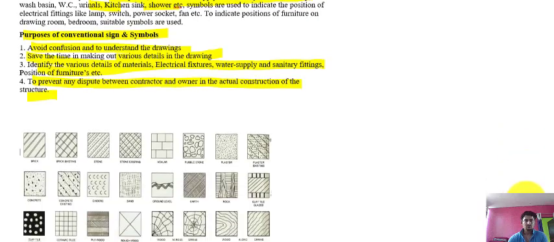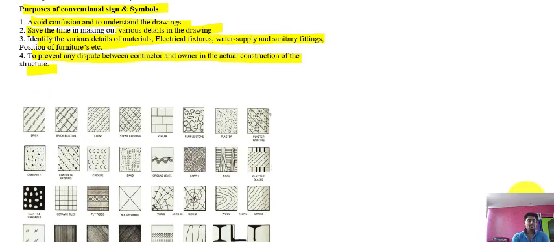So this is how you will represent a brick. Suppose you need to make a square box and these two lines will be there.